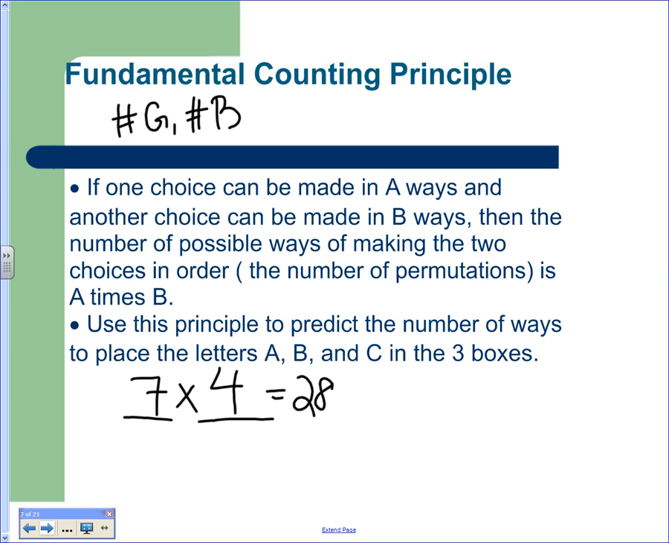Does that make sense? If you don't believe me, you can write them all out. They're only 28.